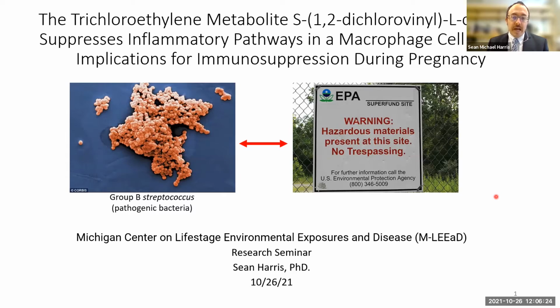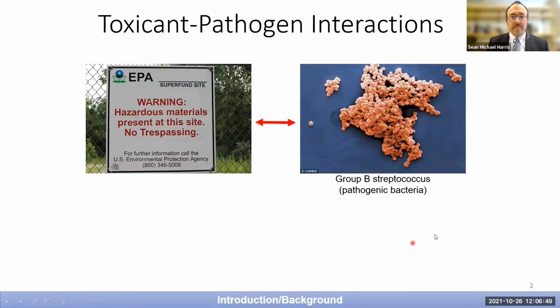As female reproductive toxicologists, we investigate how chemicals in the environment may impact some of the specific tissues and organs responsible for maintaining a healthy pregnancy under conditions of intrauterine infections with pathogenic bacteria. Toxicant-pathogen interactions typically, when we're thinking about that, we're thinking about chemicals interfering with the immune system. And as I said, interfering with the body's capacity to fight off a pathogenic infection.